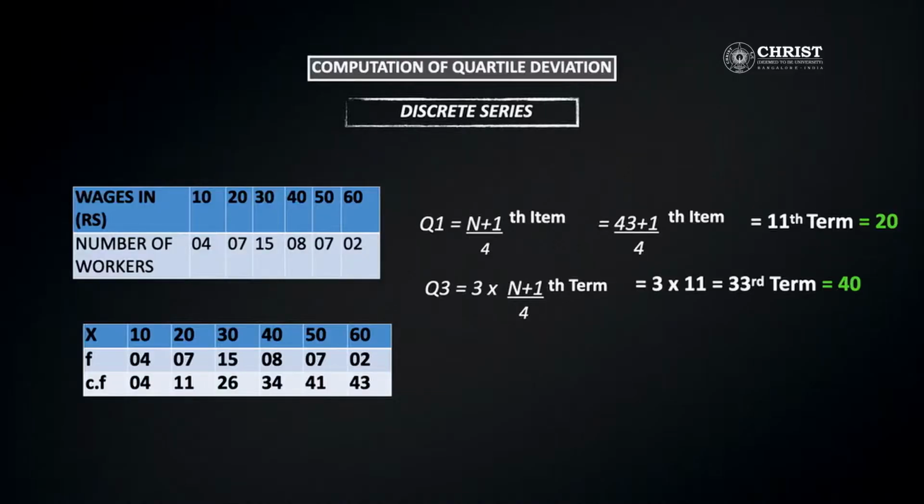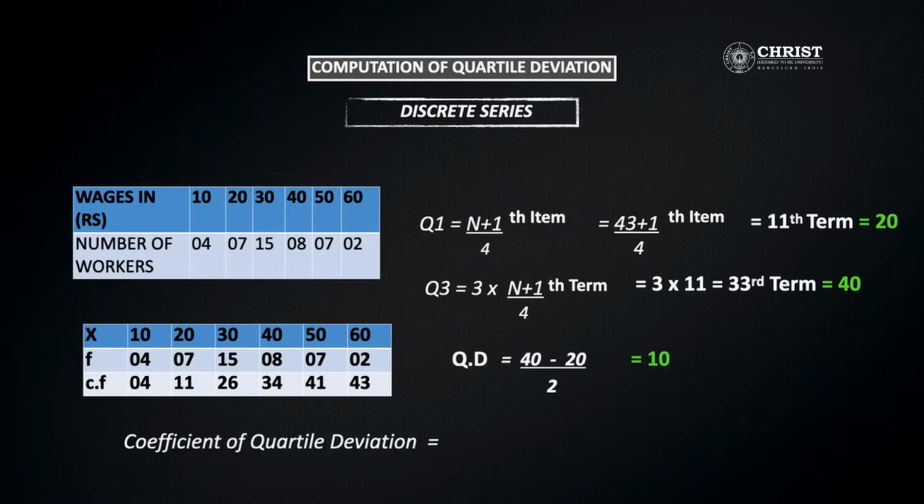So for this 11th and 33rd item, we have to see the cumulative frequency values. Then the corresponding x values we will take. That is how we are getting rupees 20 as Q1 and rupees 40 as Q3. Now quartile deviation is 40 minus 20 divided by 2, that is rupees 10.